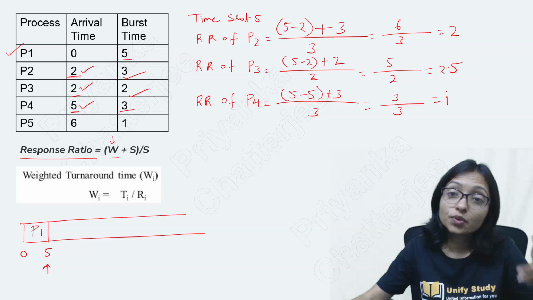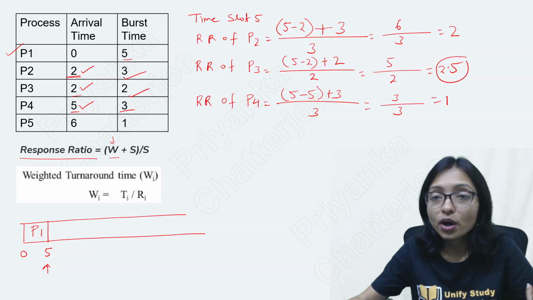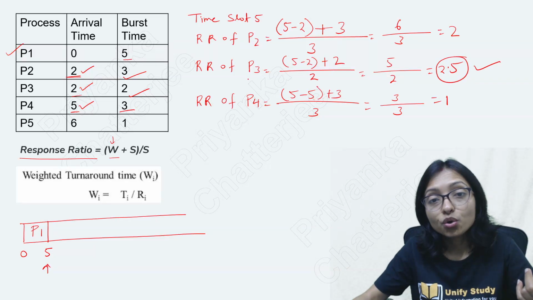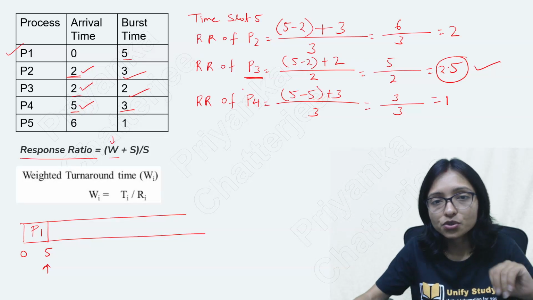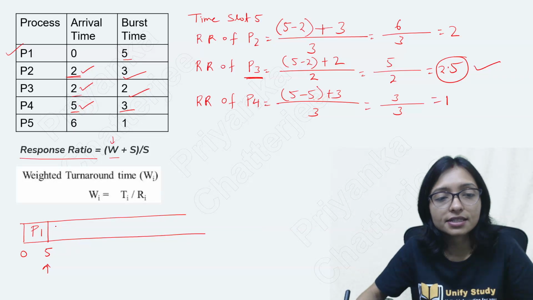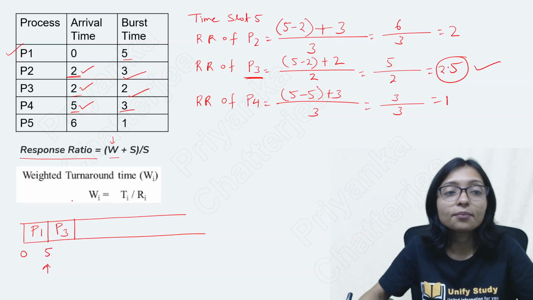So out of this, which one is the highest one? 2.5 is the highest one. So who will be next? P3 will come next. This is the way you need to solve. So P3 is coming next here. I am taking P3 here. P3 will complete the task.